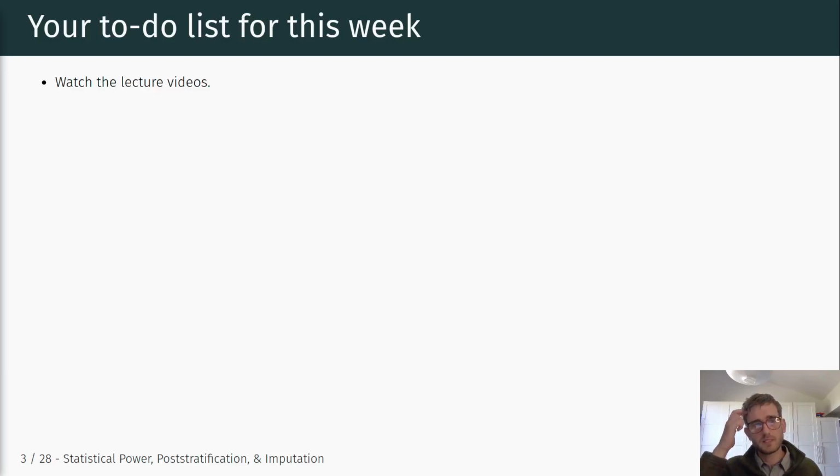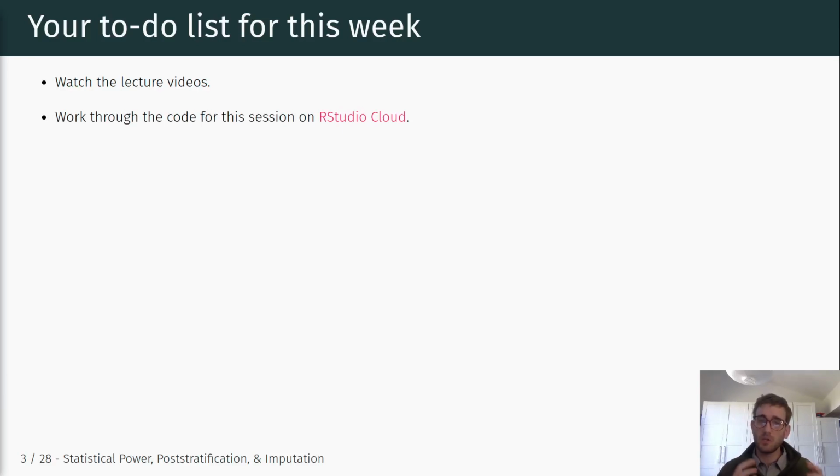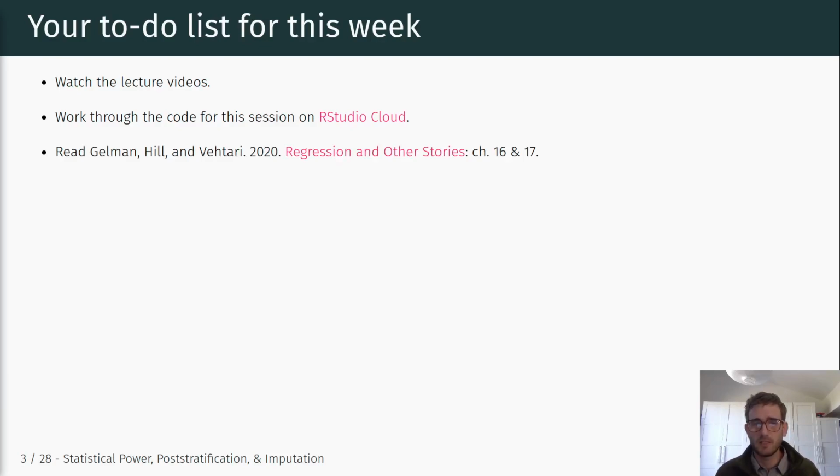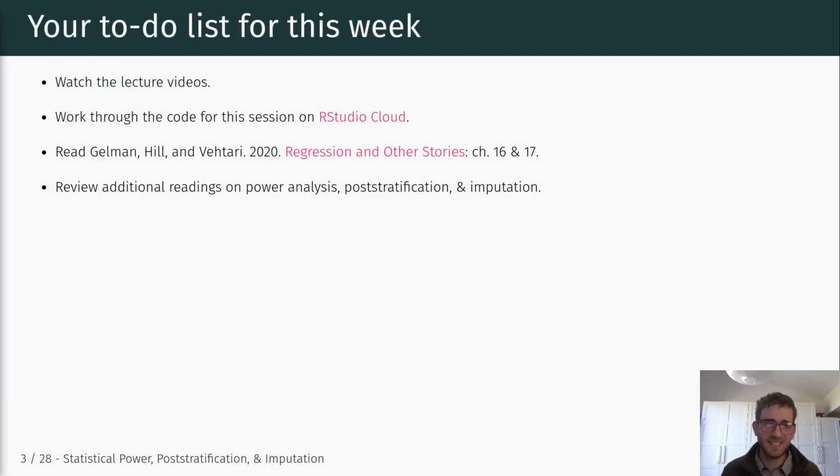Your to-do list, as always: please go through the lecture videos and go through the code on our Studio Cloud that is available. The code itself will mostly focus on this Declare Design example, and we will cover more of the post-stratification and potentially also a little bit of the multiple imputation questions in the Q&A session. Then the required readings in our textbook, of course, are chapter 16 and 17 in Regression and Other Stories.